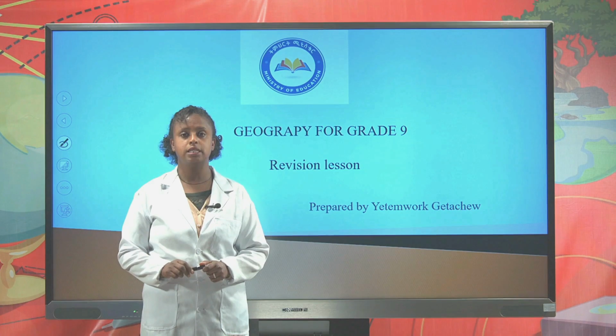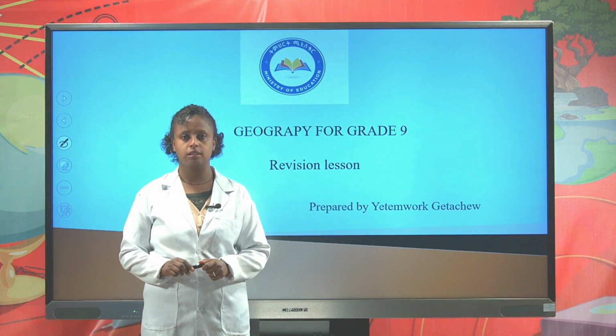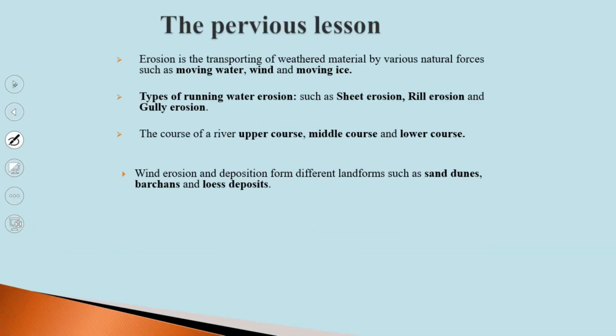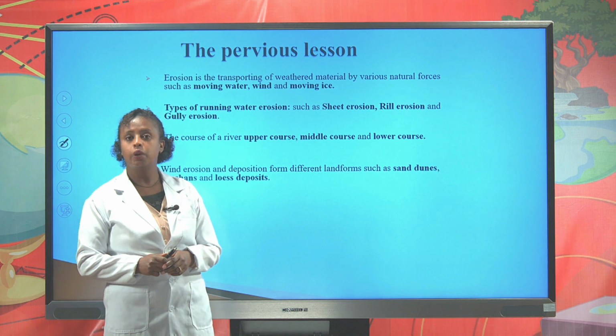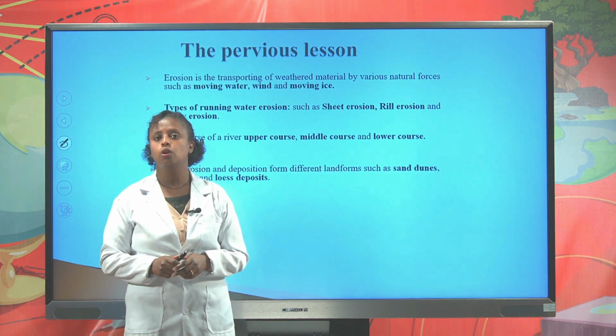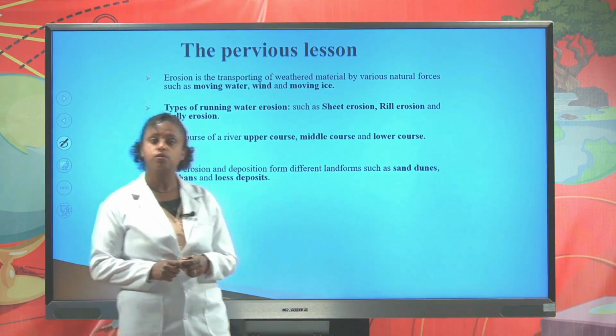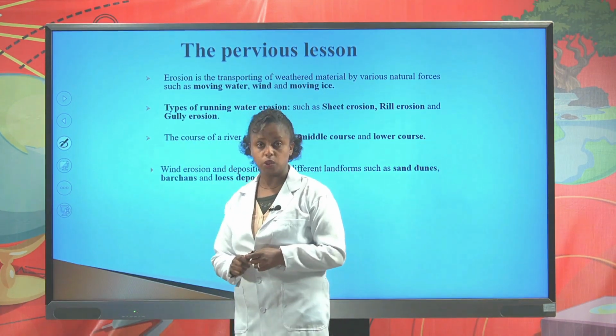Before we start today's lesson, let us see some points from the previous lesson. In the previous lesson, we have seen one part of denudation, that is erosion. Erosion occurs because of different natural forces or agents such as moving water, wind, and moving ice or glacier. These are the major agents or causes for the occurrence of erosion.